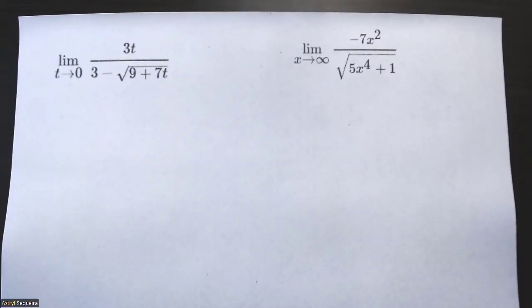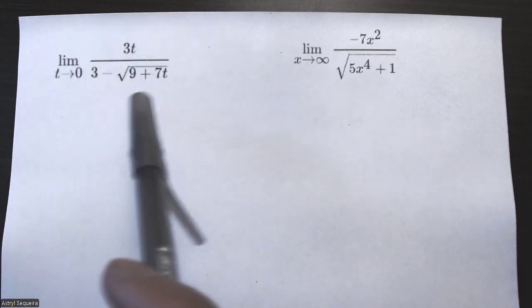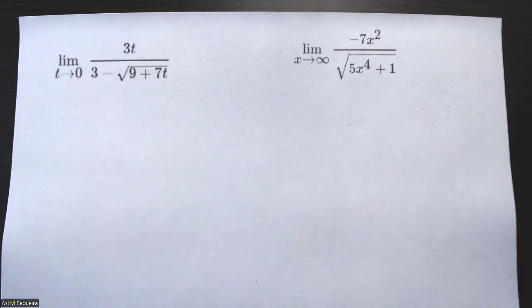All right, in this video, we are going to solve this mini quiz over here on limits. And we have three questions in this quiz. In the first question, we have the limit as t approaches 0, and we have this equation over here.